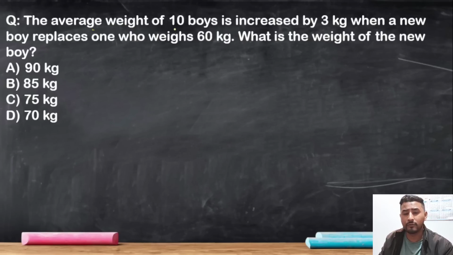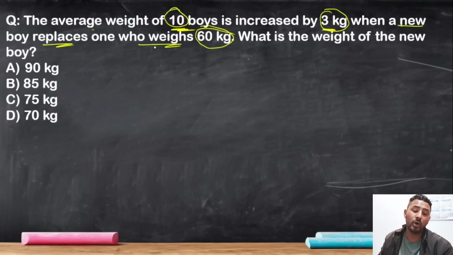The average weight of 10 boys is increased by 3 kg. See, the total number is 10 boys. The increased average is given as 3 kg, when a new boy replaces one who weighs 60 kg. If the one who's replaced weighs 60 kg, the average weight will be 60 kg. What is the weight of the new boy? So let us see. The new weight of the new boy, I'm writing NW.